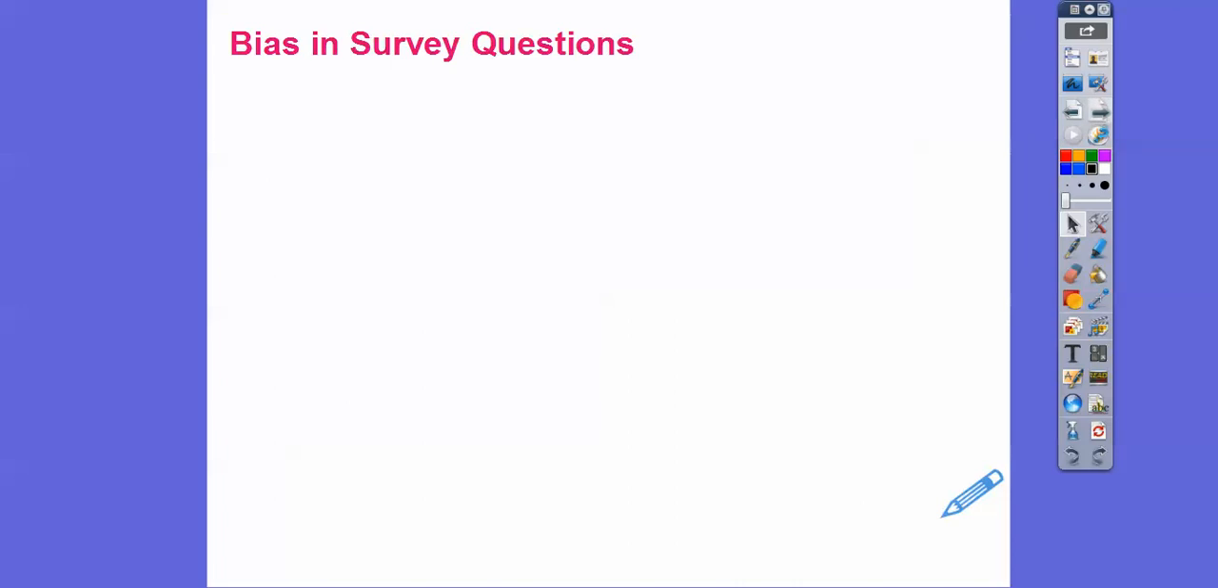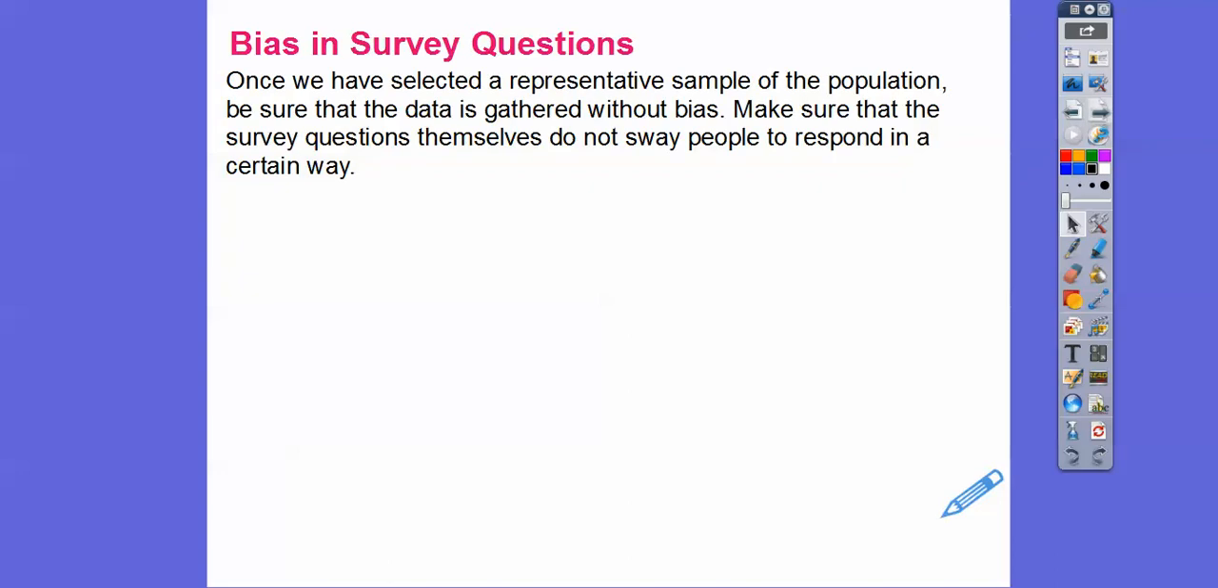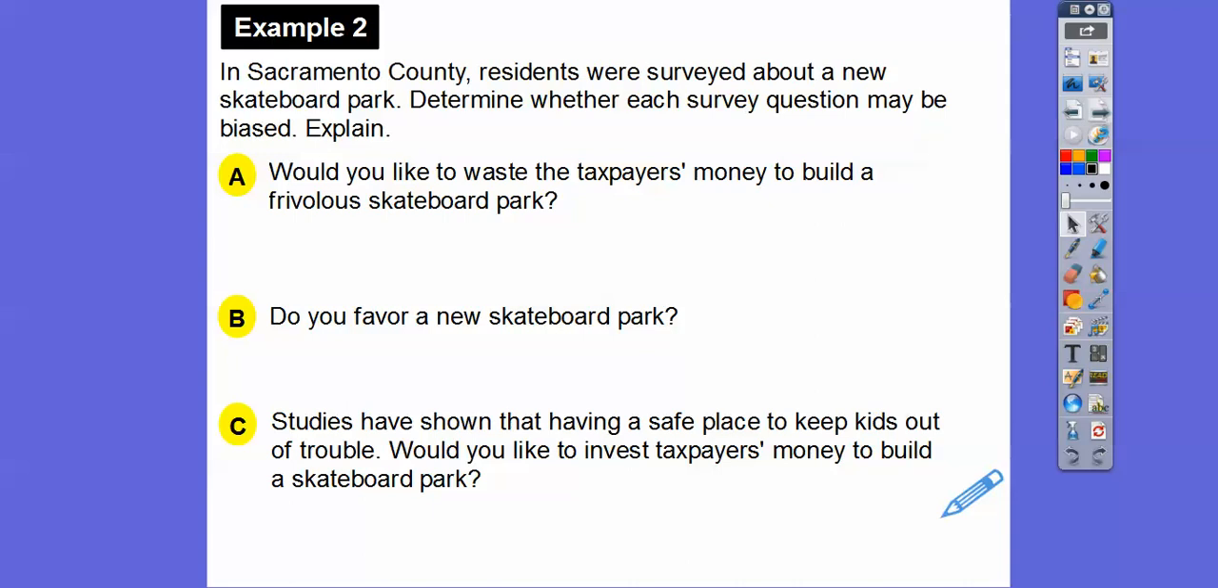Okay, so once we know how to do a nice random sample, it depends on the types of questions. Is there bias in your questions? Once we have selected a representative sample of the population, we want to be sure that the data gathering goes without bias. So make sure that the survey questions themselves do not have any sway to help the people make their decisions. For example, in Sacramento County, residents were surveyed about a new skateboard park. Determine whether each survey question may be a biased question or not, and then explain.